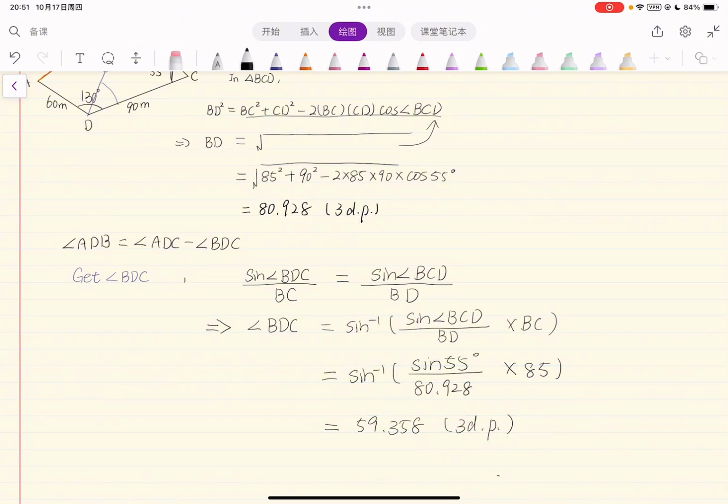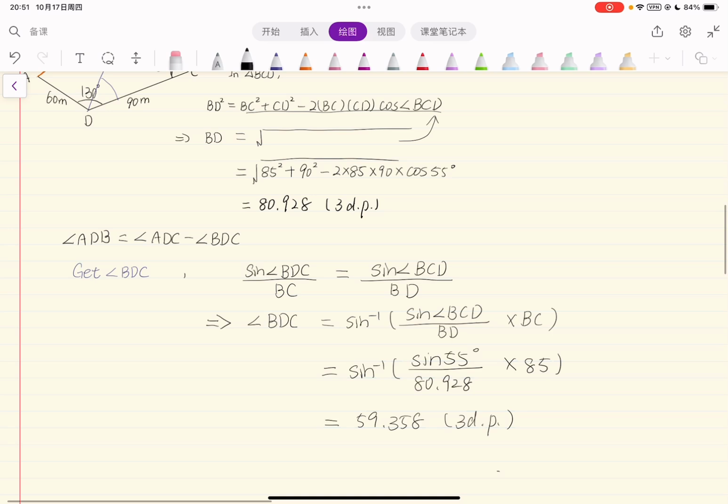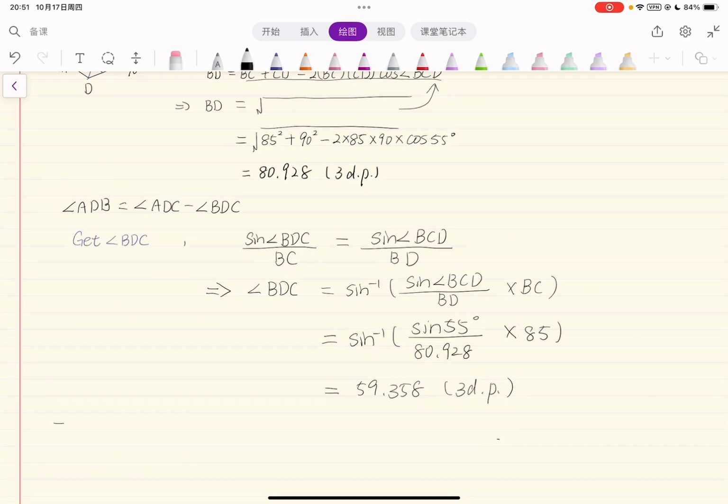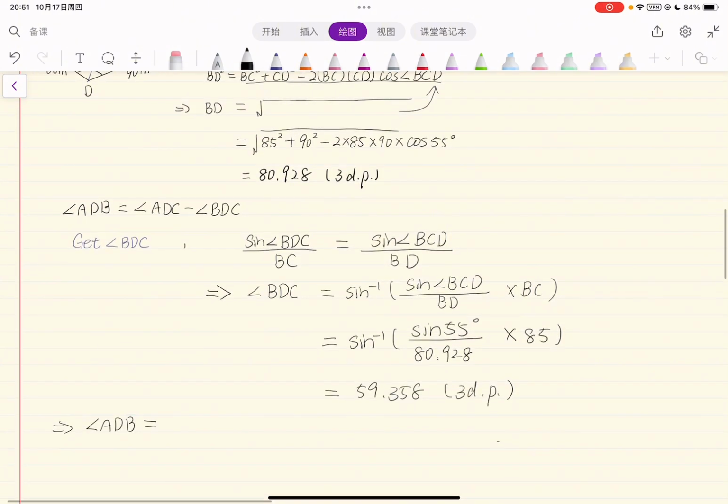Now we know the angle BDC. We can get the angle ADB. The angle ADB equals 130 degrees minus 59.358 degrees, which equals 70.642 degrees to 3 decimal places.